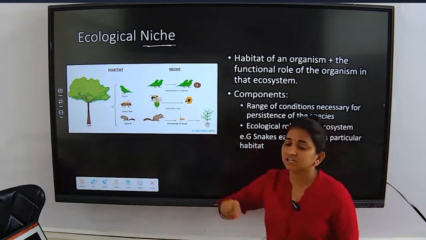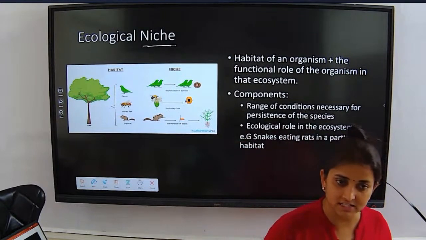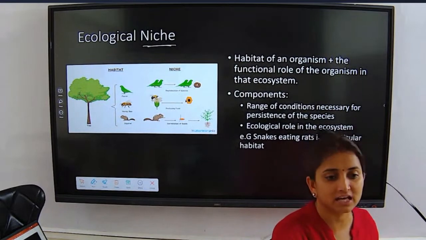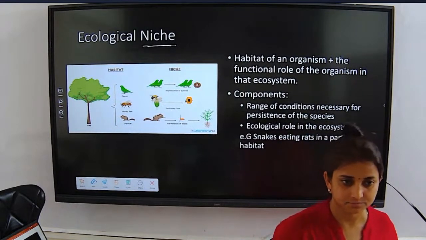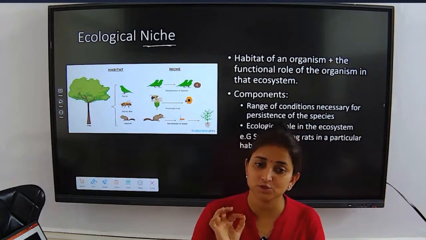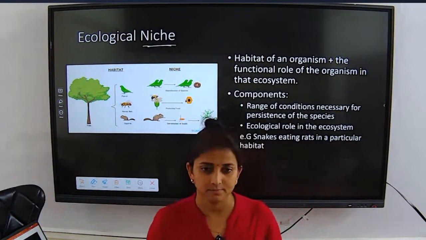So ecological niche refers to two things. First is the habitat of that organism, and second is the functional role played by that organism in that habitat. That means every organism should have a specific niche.